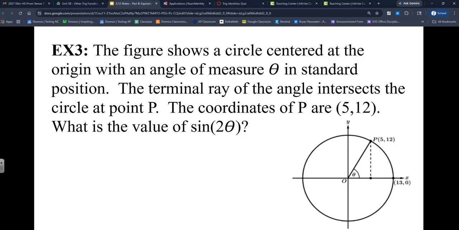The figure shows a circle centered at the origin with an angle of measure theta in standard position. The terminal ray of the angle intersects the circle at point P. The coordinates of P are 5, 12. What is the value of sine 2 theta? Okay, so I know it's one of my identities that sine of 2 theta equals 2 sine theta times cosine theta.